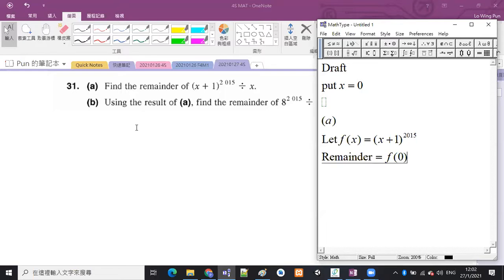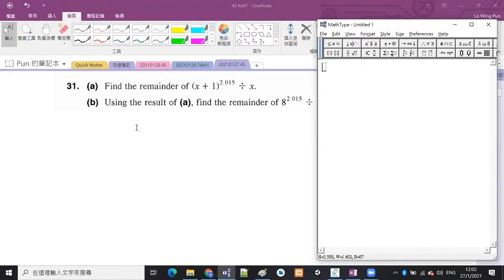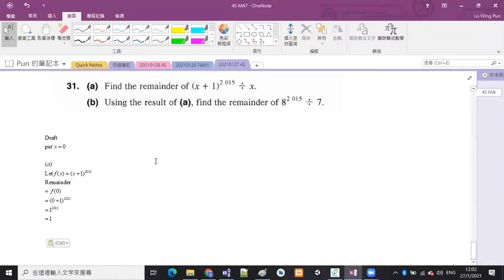So the remainder is just calculated by f(0), and that is equal to 0 plus 1 to the power 2015. So that is 1 to the power 2015. But any power of 1 is just equal to 1. So in part A, the answer is this. Can you get this?